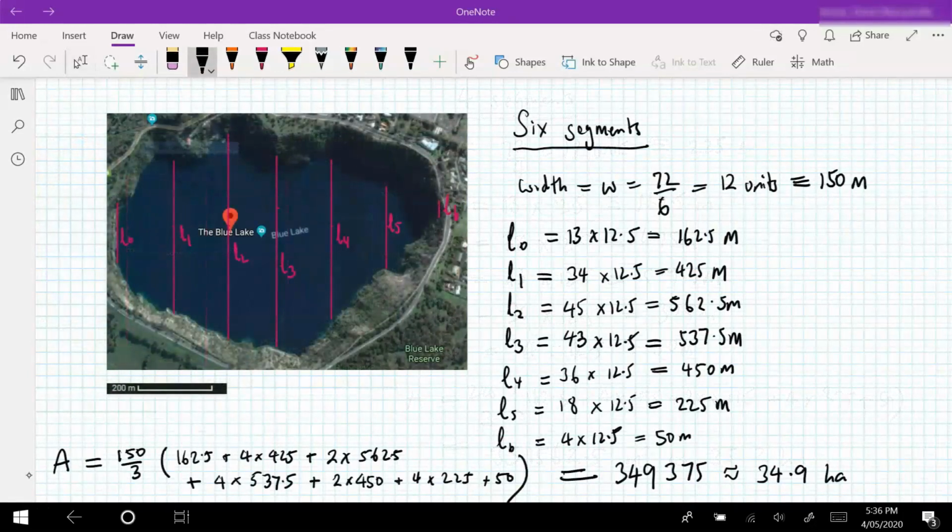So here we've got the calculation for approximation using six segments. Again, the calculations are very similar. This time we're measuring the length L0 up to L6. Same sort of conversions using the scale factor as before. We use the formula for six segments, which was shown previously in the video. And in this case, we get an area of 34.9 hectares. So in this particular example, not a lot of difference between this and four segments.